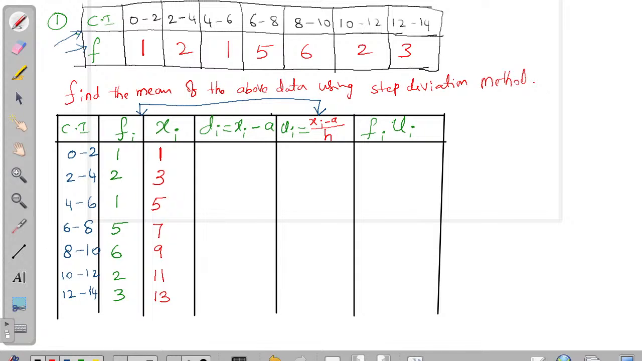Xi minus a. For these, what is xi? 1. Okay, first of all you have to pick a value. I am taking the highest frequency mid value as a. Otherwise you can take any value as the assumed mean, there is no change in the problem. You need not worry about that.